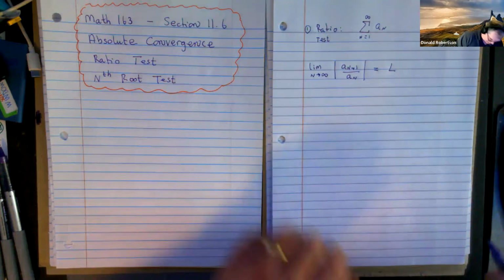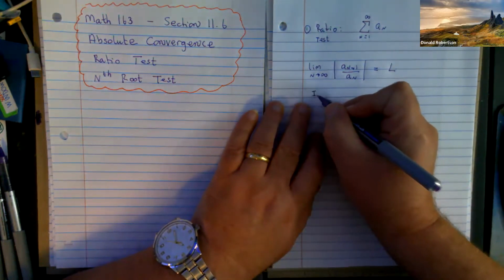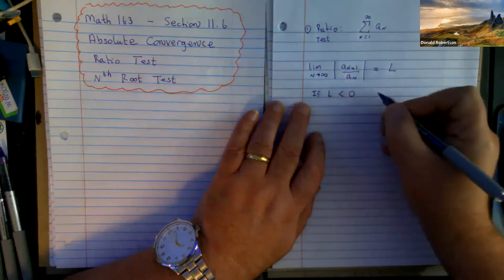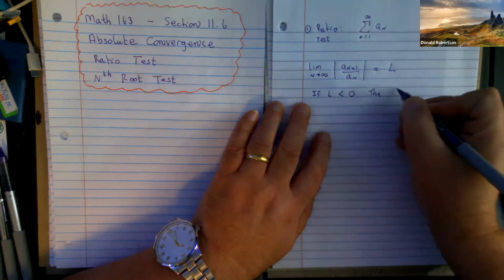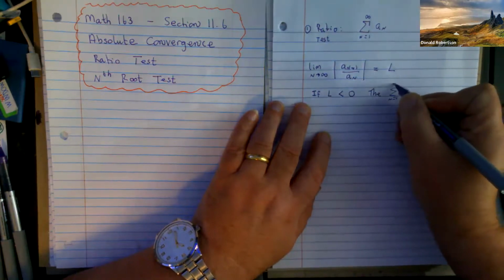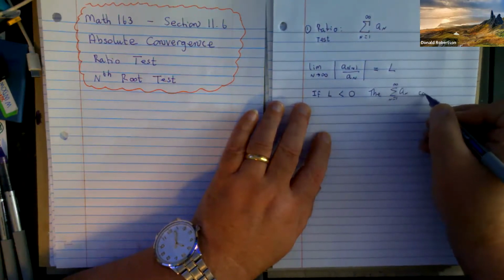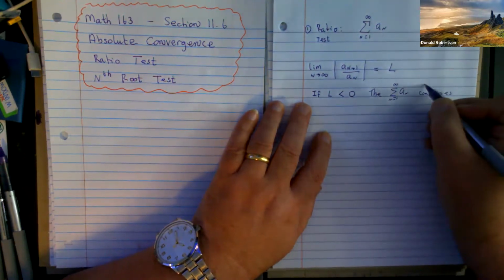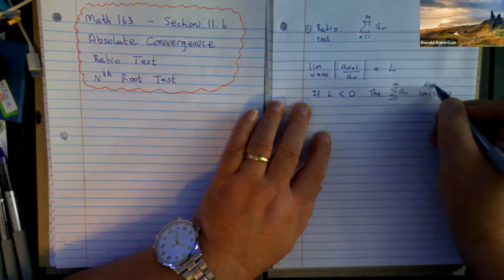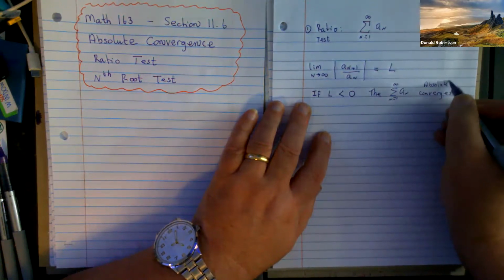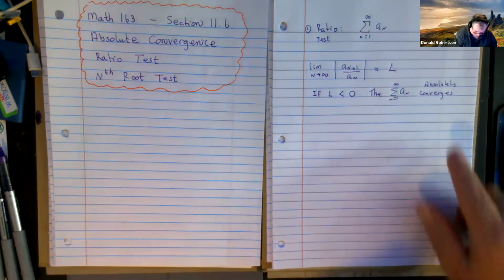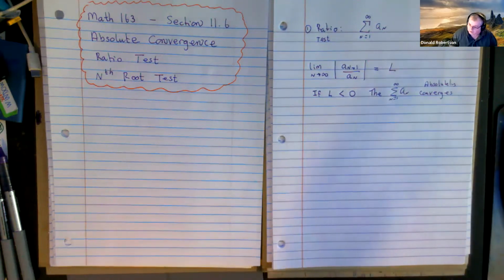Now, what the ratio test says is the following. If L is a number less than 1, the series converges. In fact, we stick another word in front of it. We call it absolutely converges, or converges absolutely. It's another way of saying it. That is all. It's just a version of convergence. It's just a really good one.